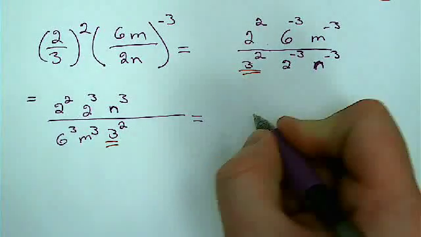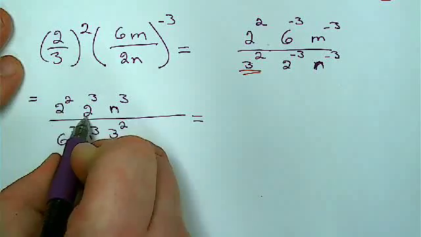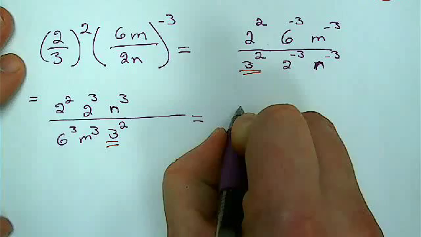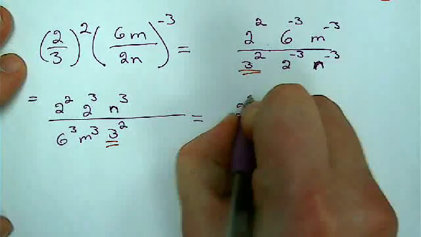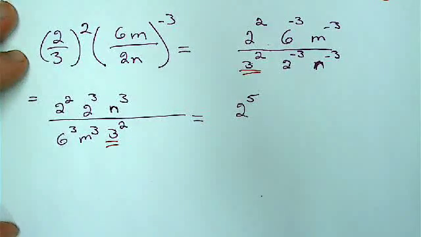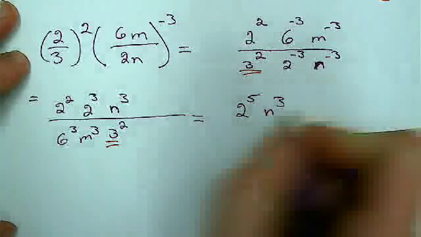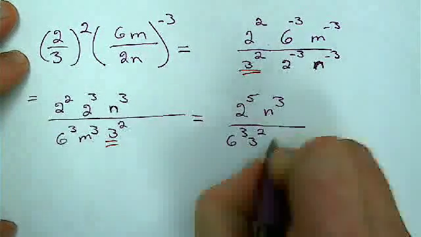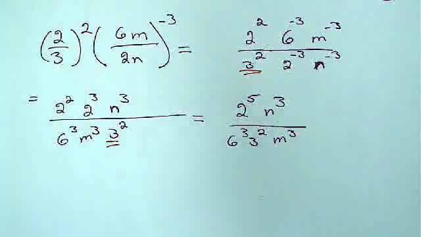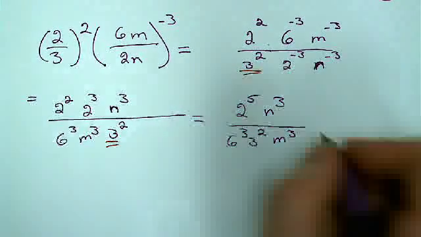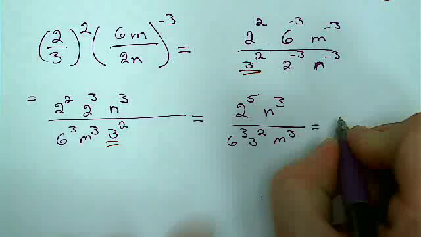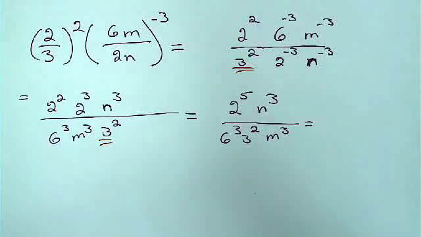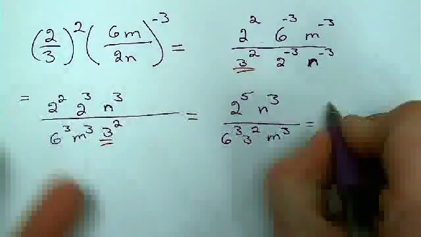Now, to streamline, what's 2 squared times 2 to the third? 2, 4 times 8. 2 to the fifth, right? 2 to the fifth. Okay. N to the third. Yep. 6 to the third, 3 squared. Now, I really can't get any neater than that, so I'm just going to have to multiply everybody out and call it a day. 2 to the fifth, that's 2, 4, 8, 16, 32.